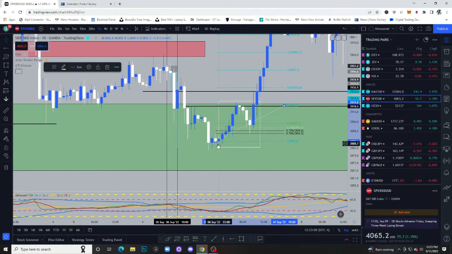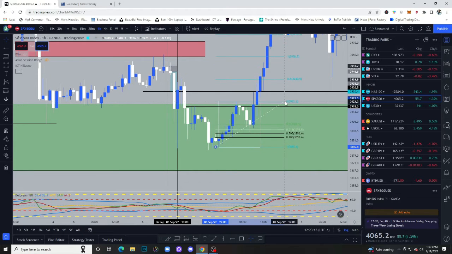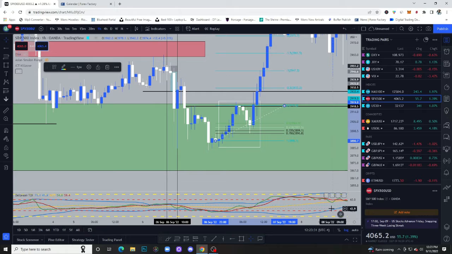You can also use the wicks, it doesn't really matter. Using the bodies, the open and close of the candles, gives you a more precise entry, whereas if you use the wicks, as you can see right here, it's still relatively the same kind of entry. But if you want to be more about precision and getting in at an exact price or a more precise area where you can have a better risk to reward, then use the bodies of the candles. Use the open and close of the candles.